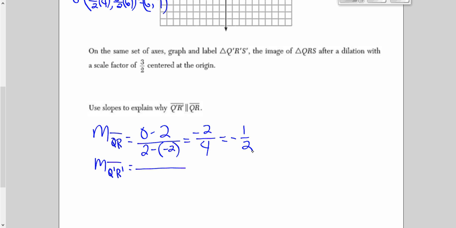We get negative 1/2 for one of them? Okay, well, yeah. The other one would be, let's see, 0 minus 3, and the coordinates are over 3 minus negative 3, right? So that's negative 3 over 6, which reduces to... hey, what? Everybody get negative 1/2 for both of them?